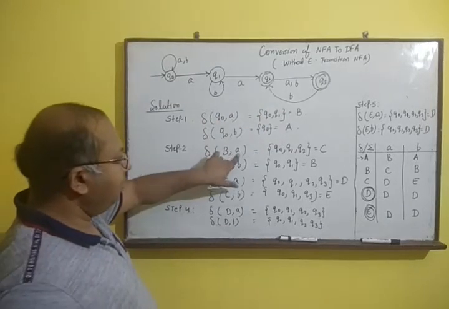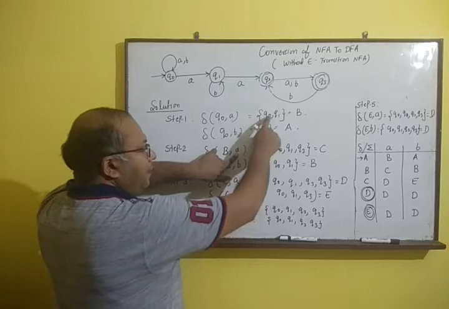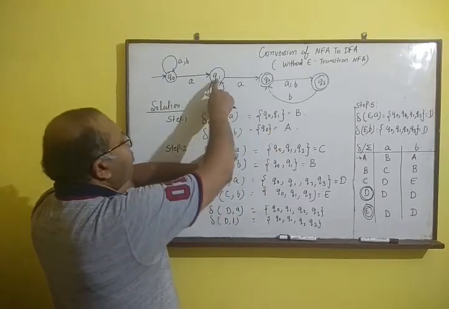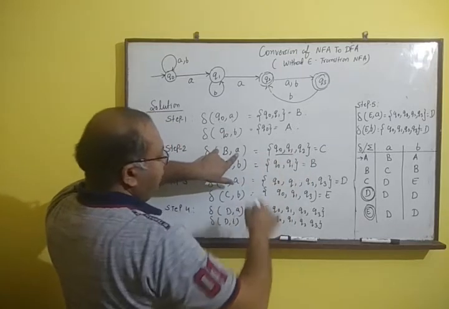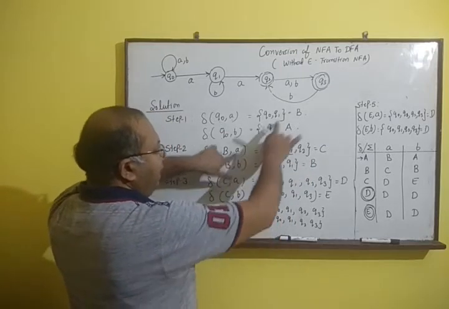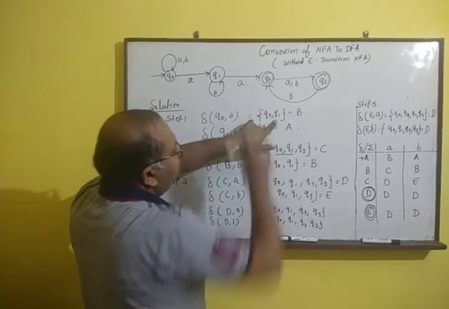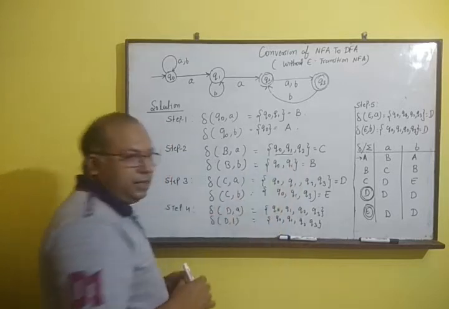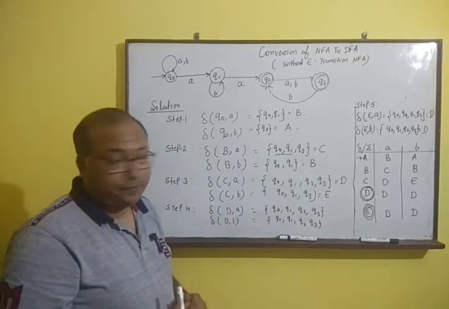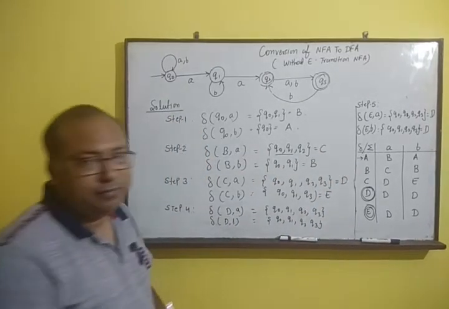So just look here, A. If we find the transition of A on Q0, we can reach Q1 and Q0. This is what we are writing here. But when we apply the transition of A on Q1, we reach Q2. This is what we are writing. And here we have got a new set. Because it is a new set, we give it a new name, that is C.